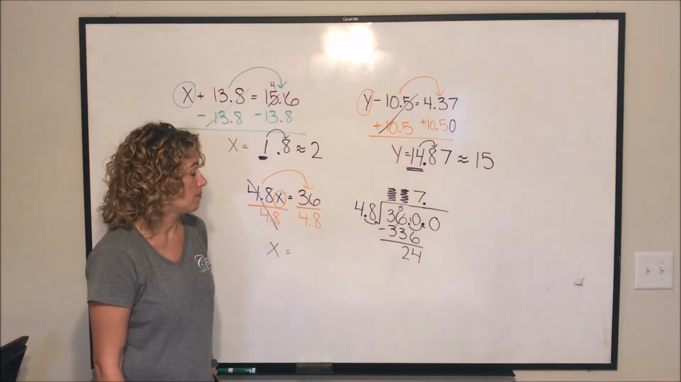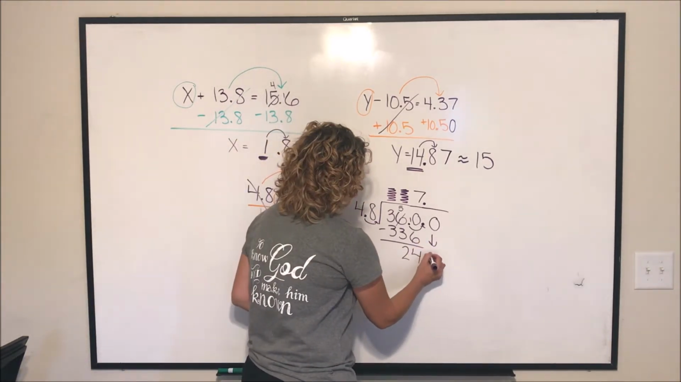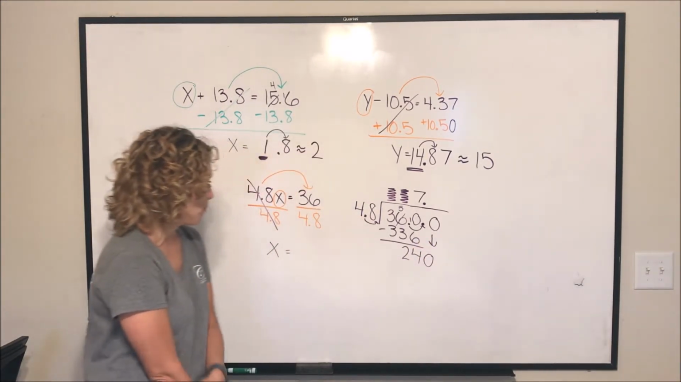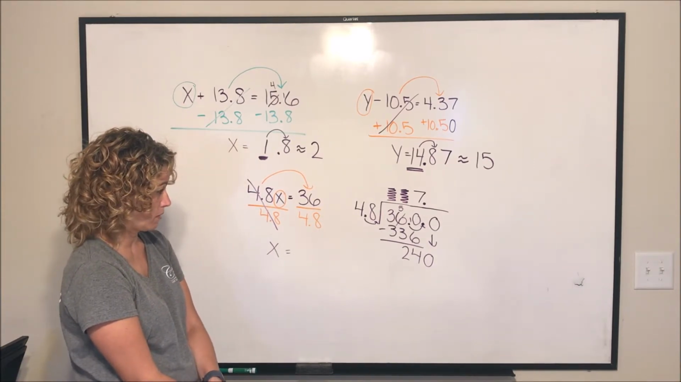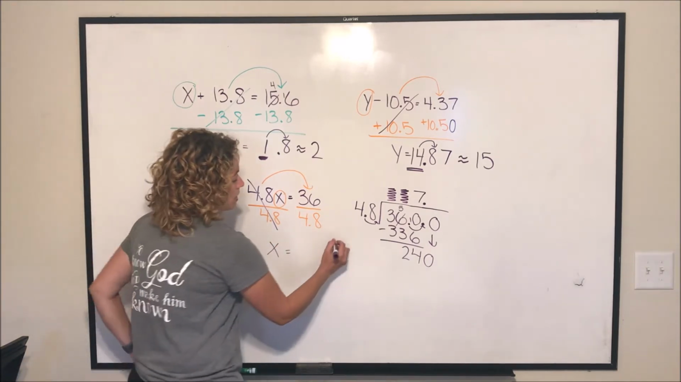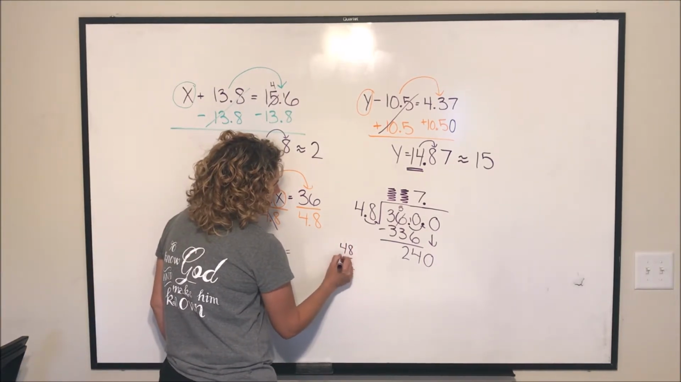Okay. Now, we're going to bring down that 0. And now we have to figure this out. I hope I didn't just erase it. Let's try 48 times 5. I think 6 was too much before, but I don't remember.